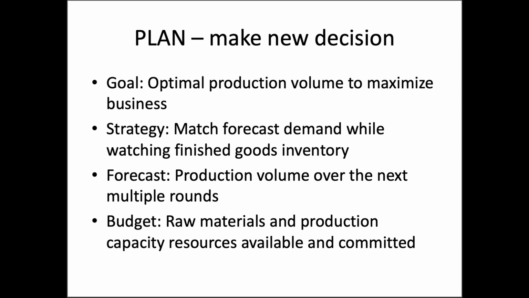Now, go over the plan steps. The goal is to optimize production to maximize business. The strategy is to match forecast demand while watching finished goods inventory. The forecast is the production volume over the next multiple rounds. The budget is to commit raw material and production capacity resources for the production allocation decision. Ask the question and answer it yourself. What do I want to happen in the next rounds, and how much should I produce for the next round?